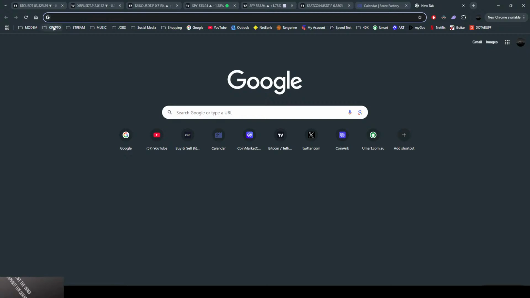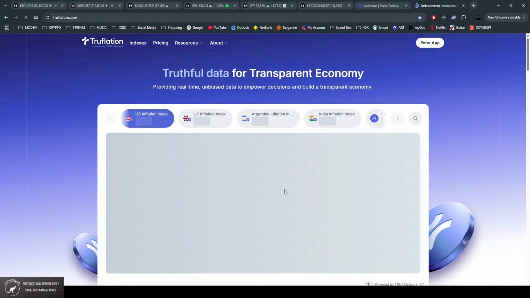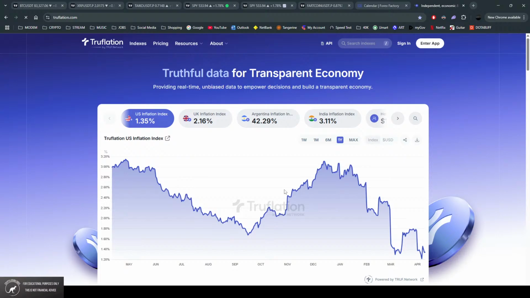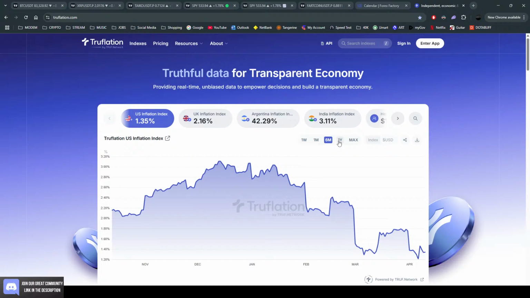And then if you check out Trueflation over here, it's down at like 1.35%. That's awesome. That's really good. So if we get anywhere near that for the next report, that's a good sign. Look at the Argentinian inflation.